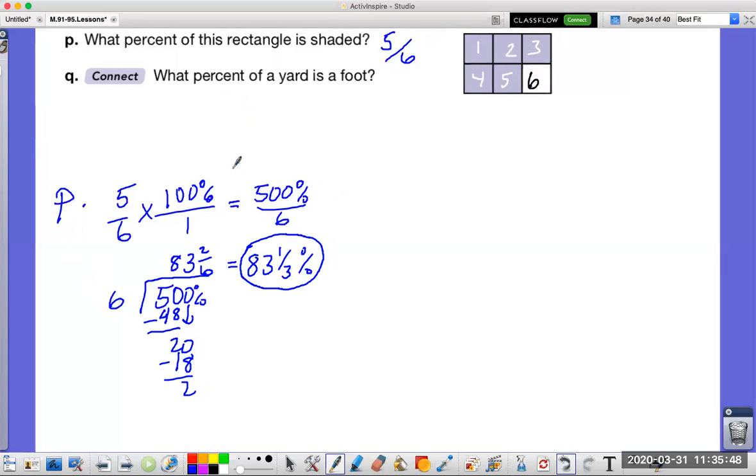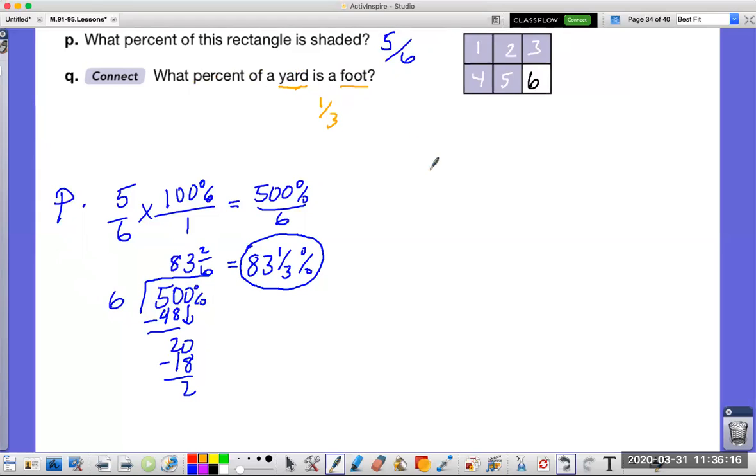Letter Q, what percent of a yard is a foot? So in this one, you know what a yard is, you know what a foot, hopefully. If you don't, you know that there's 3 feet in a yard, right? So what percent of a yard is 1 foot? So 1 foot is 1/3. That's the equivalent fraction of 1/3 of a yard. So that means what percent is that?